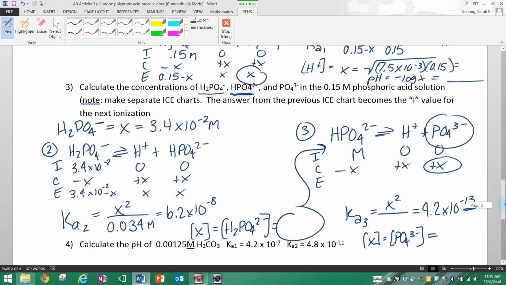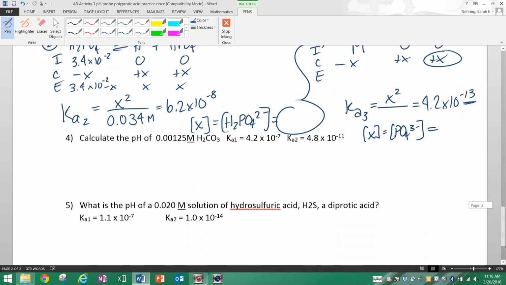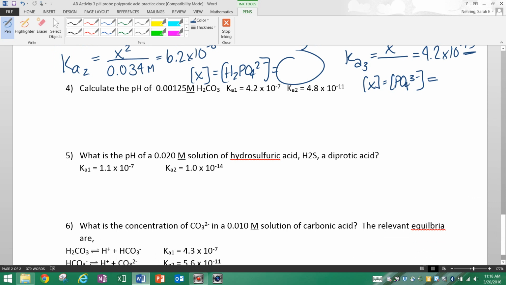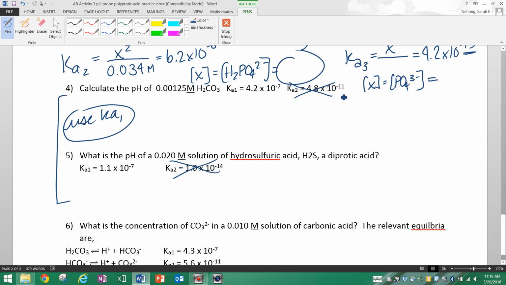There's a couple more practice problems here on the bottom. So problem 4 and 5 and 6. So again, taking a look at 4 and 5, the key thing we should be thinking about is just use your Ka1 only, because the Ka1 is so much bigger than the second ionization, then you can ignore that second ionization. So you're basically treating these two problems as if they were just monoprotic acids. You can just ignore the second K value, because it is several orders of magnitude smaller than my initial K value.